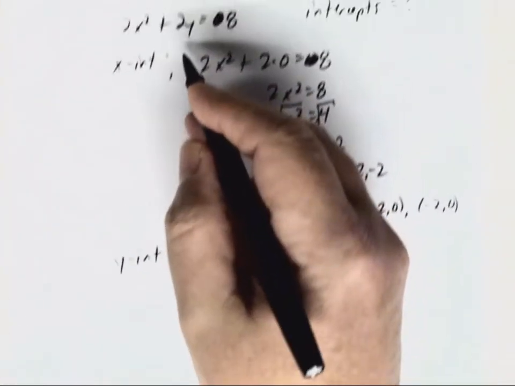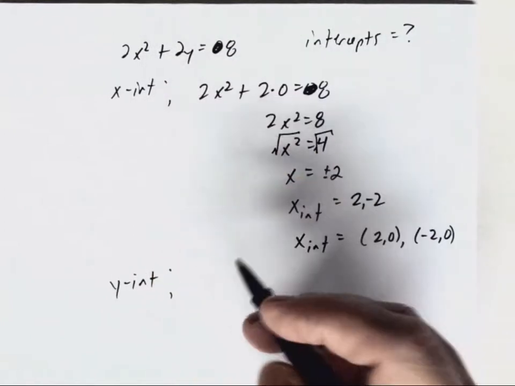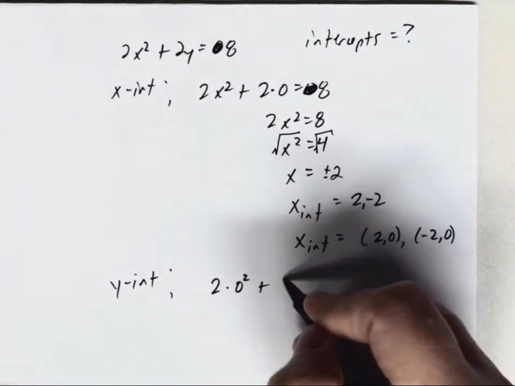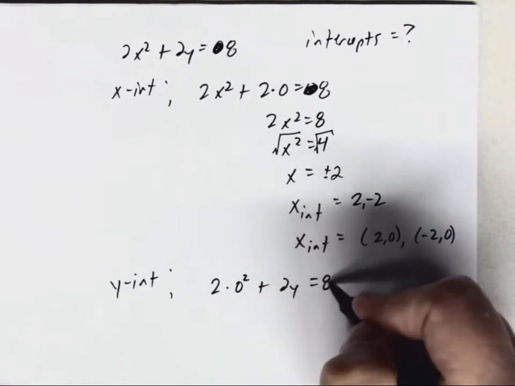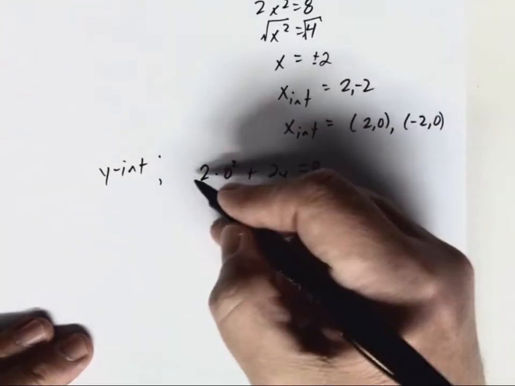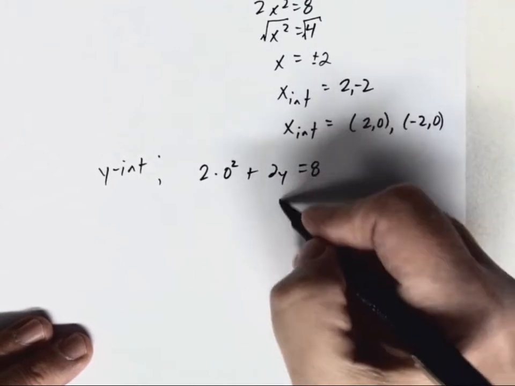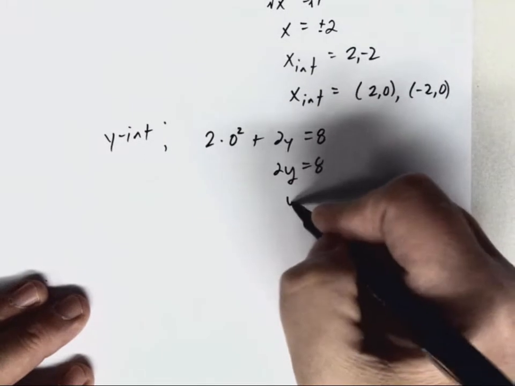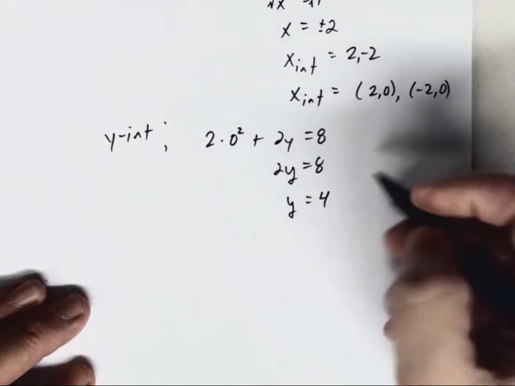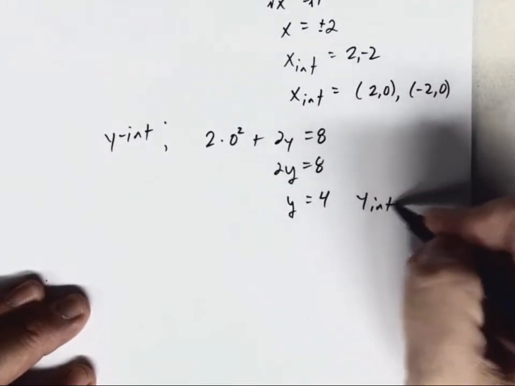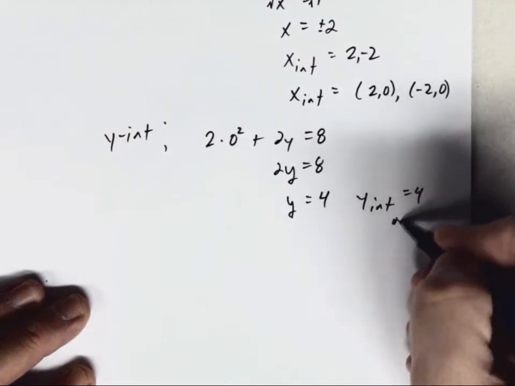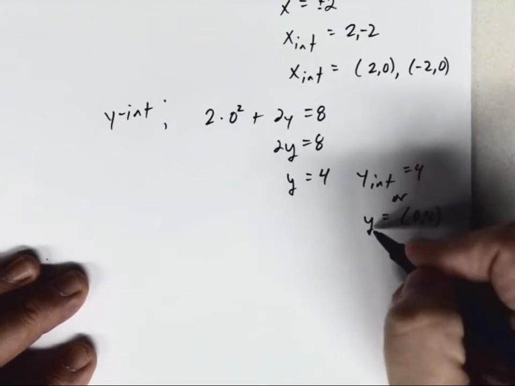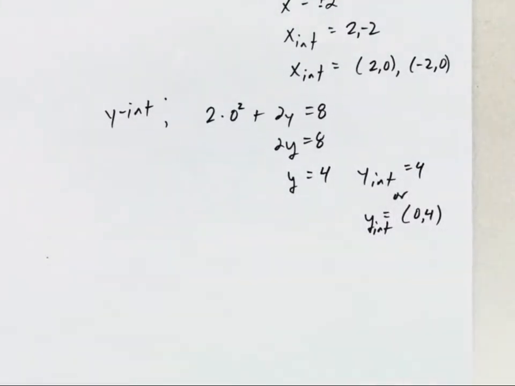Well, you take your equation and you set x equal to 0. So 2 times 0 squared plus 2y equals 8. And now we're going to solve for y. This is 0. You have 2y equals 8. Divide both sides by 2. There we go. So the y-intercept is 4, or if they want ordered pairs, 0, 4.